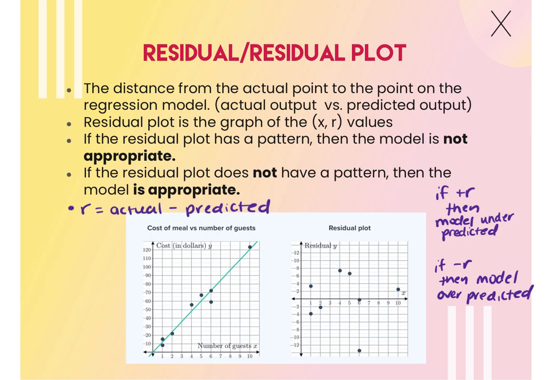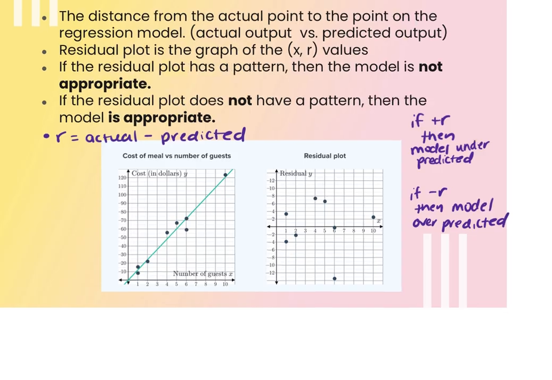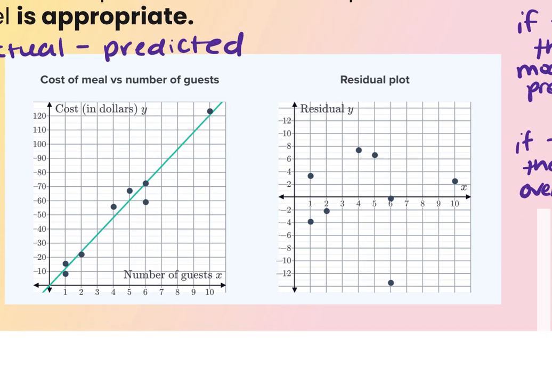The distance from the actual point to the point on the regression model, these little dots, that plot is the residual plot. So if you look at these two graphs here, this graph says the cost of the meal versus the number of guests. So this is your regular graph.